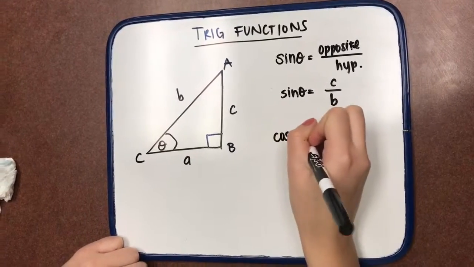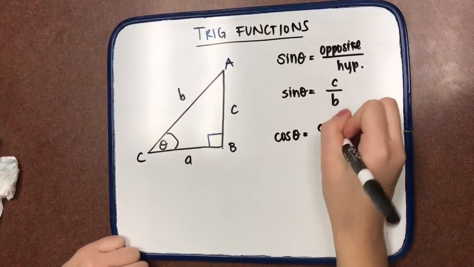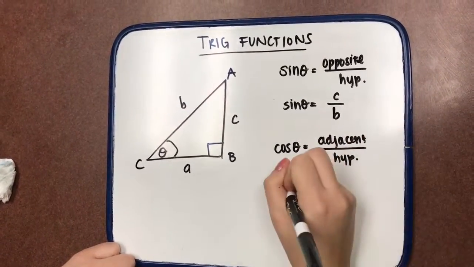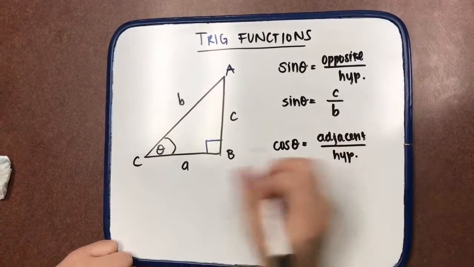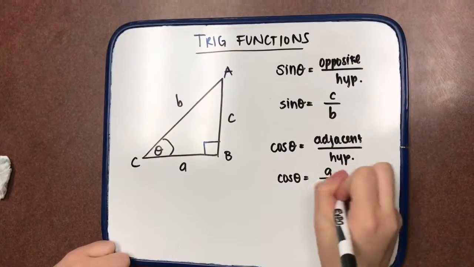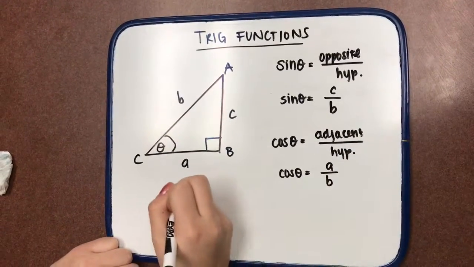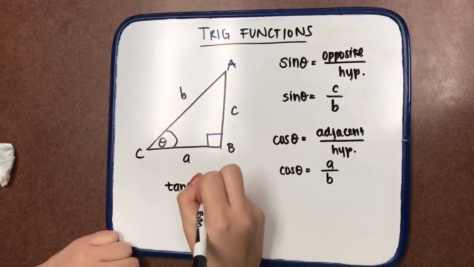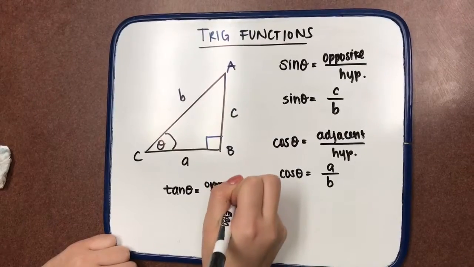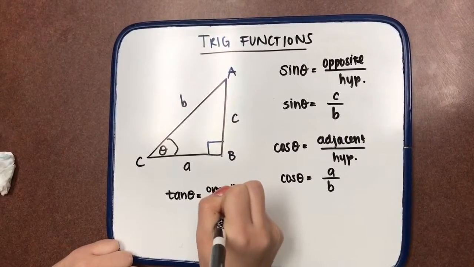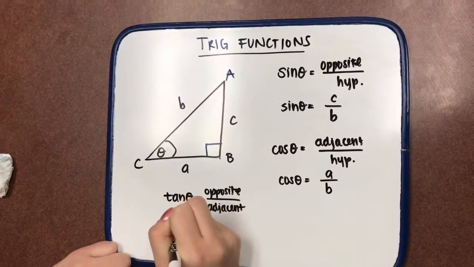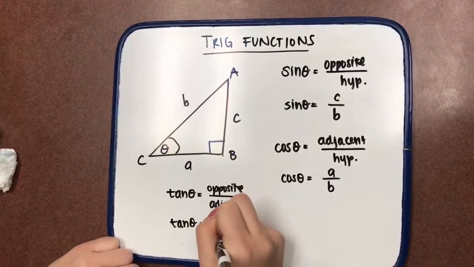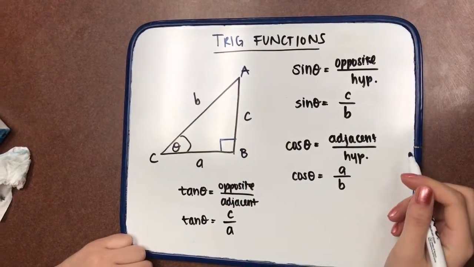For cosine, it's going to be adjacent over hypotenuse, which means cosine equals a over b. The reason why is because lowercase a is adjacent to the angle, and lowercase b is the hypotenuse. Tangent of theta is equal to opposite over adjacent, so that's going to be tangent of theta equals c over a.